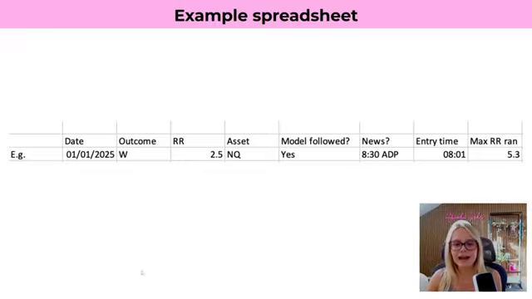This is how I like to lay it out. I have the date, the outcome of the trade, win, loss, or break even, the risk to reward. So if it's a win, how much risk to reward did I make? A loss, -1, and then a break even, the risk to reward's just going to be 0. What asset did I trade? Did I follow the model? Was there any news? What was my entry time? And what was the max risk to reward my trade ran? Because these different details can help you adjust accordingly in the future if you ever want to change your model.